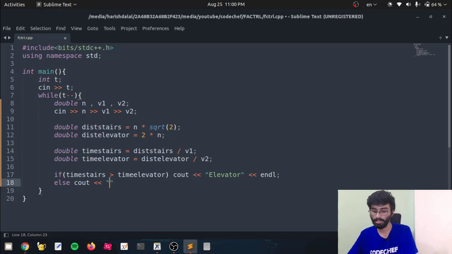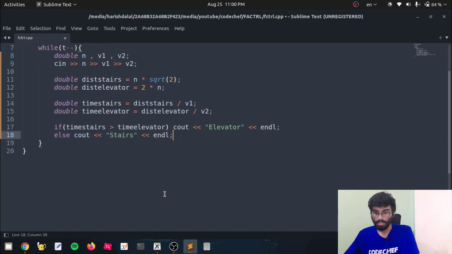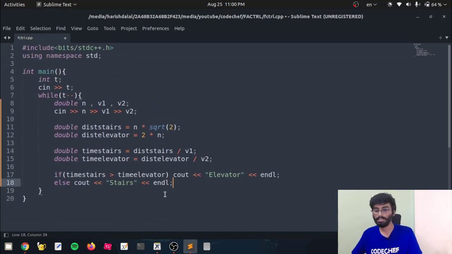You can copy the spelling of elevator and stairs, don't make a mistake here. The case is that they both cannot be the same, because the distance for stairs is always irrational and the distance for elevator is always rational, so the times can never be the same; either of them will be greater.